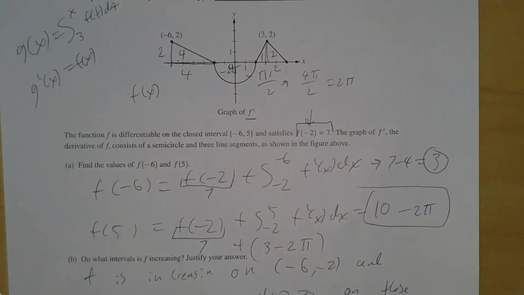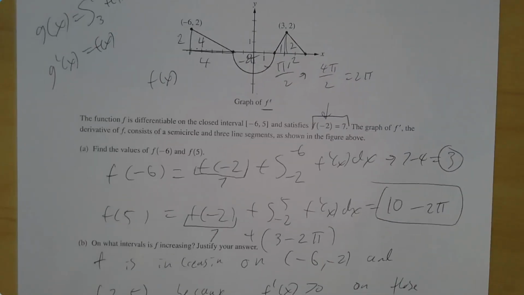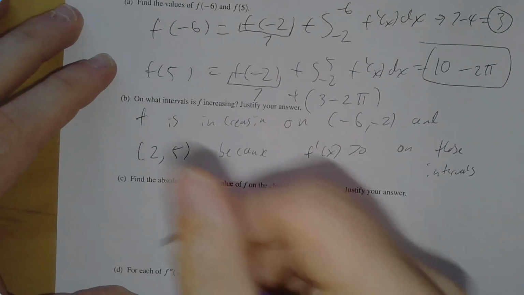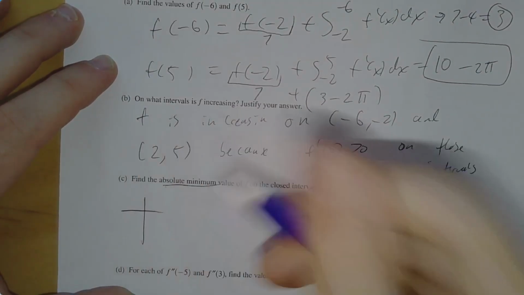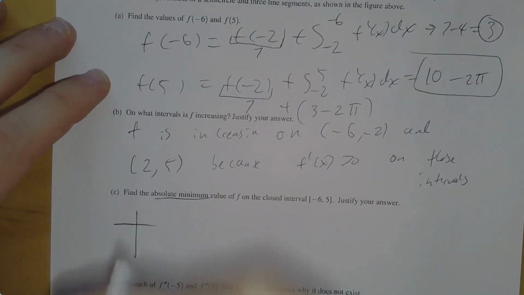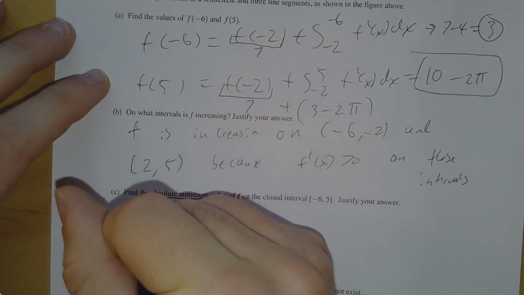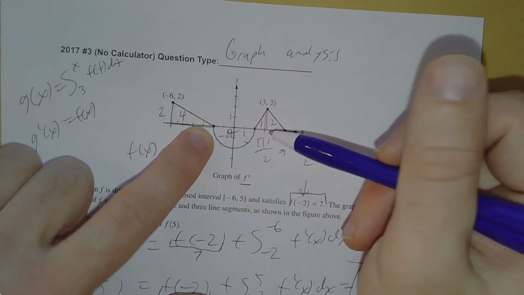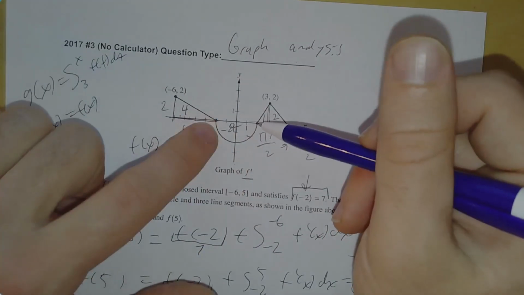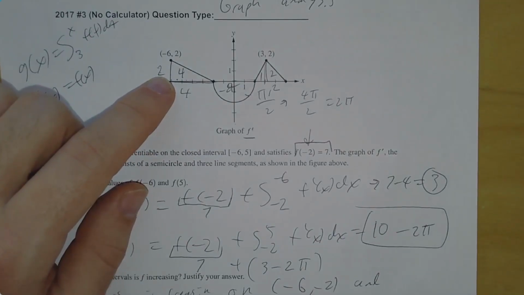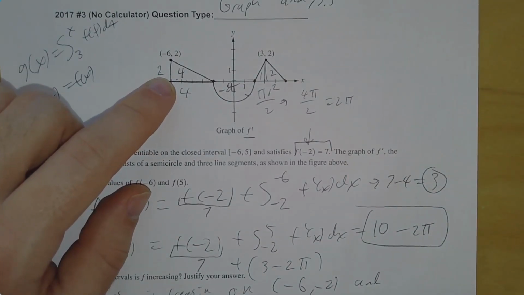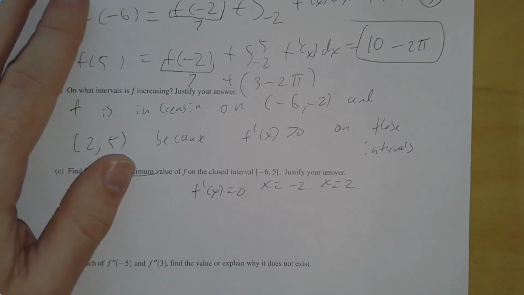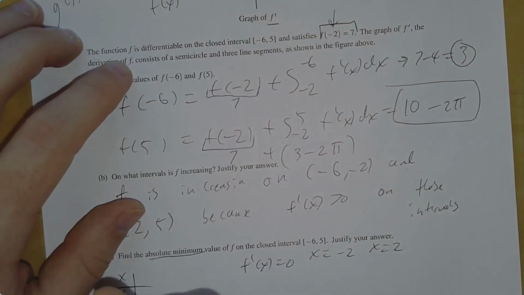Okay. All right. Find the absolute minimum value of f in the closed interval [-6, 5]. Justify your answer. This is a candidates test. Whenever you see absolute minimum, candidates. So my candidates are going to be -6 and 5, and we're going to have to count -2 and 2 because I want to see where f prime of x equals 0, and that's at x equals -2 and x equals 2. So -2 and 2.